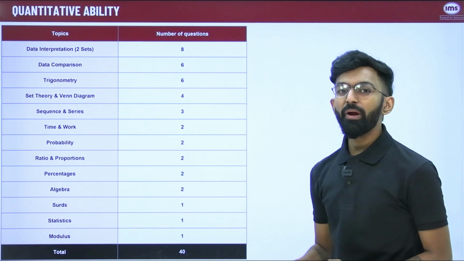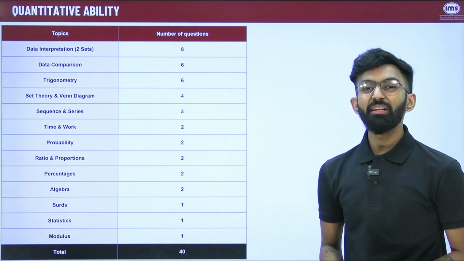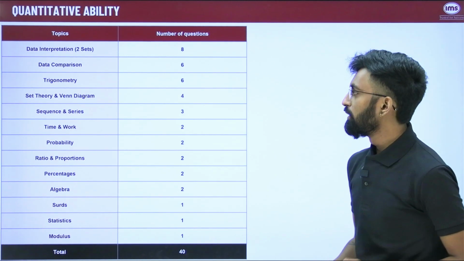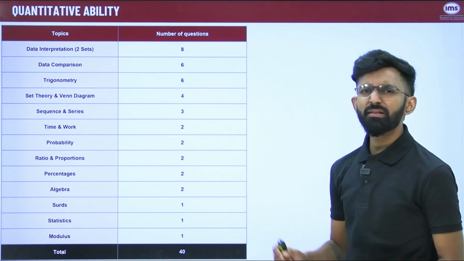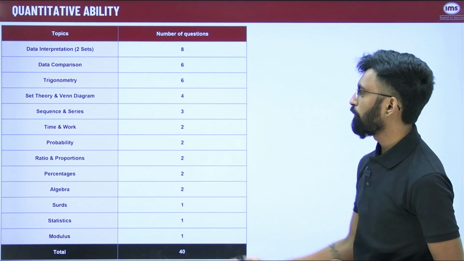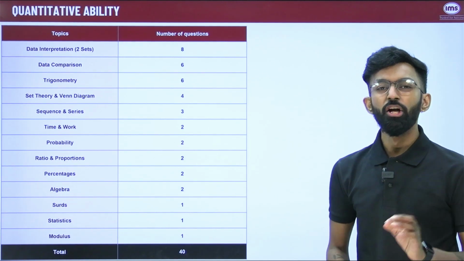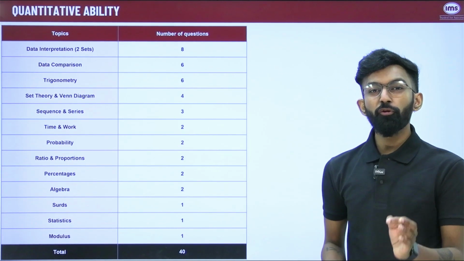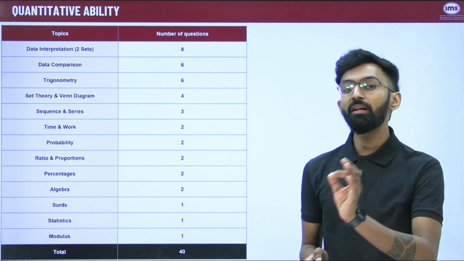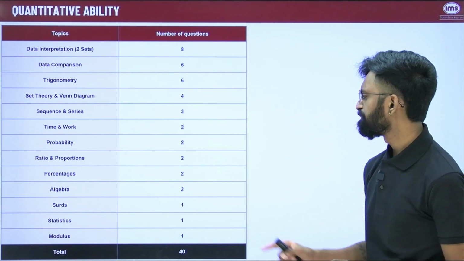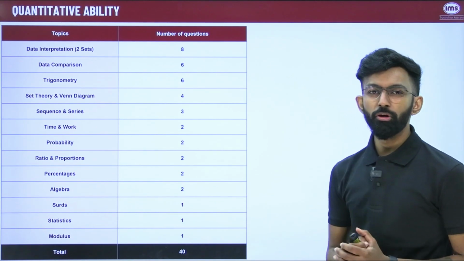Next, trigonometry, like past years, was one of the most important quants chapters where there were 6 questions from trigo. Then 4 questions were from set theory and Venn diagram, 3 from sequence and series, 2 questions each from time and work, probability, ratio, proportions, percentages and algebra. The questions on algebra were from algebraic formulas. So make sure that before the examination you have thoroughly revised all your algebraic formulas. There was 1 question each from search, statistics and modulus.